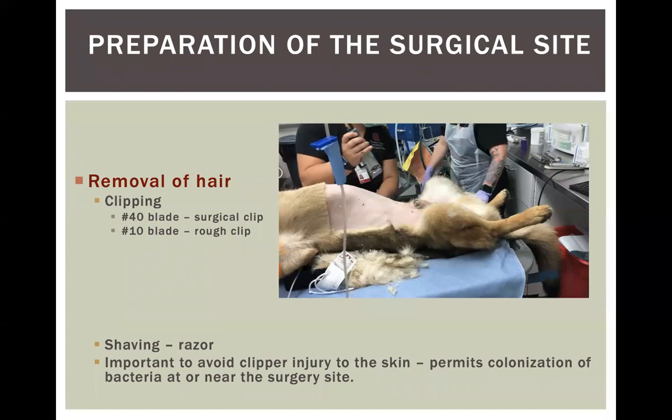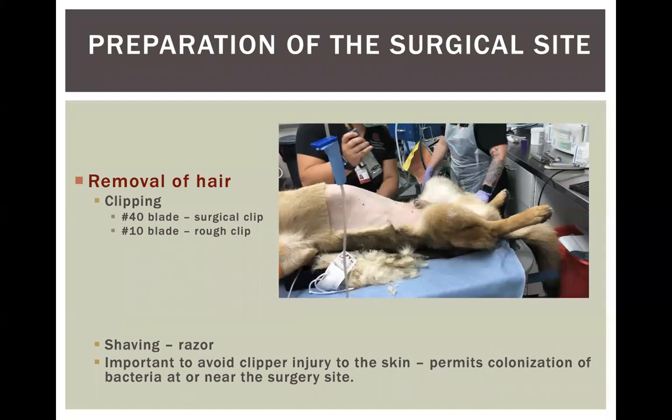Some people suggest that maybe if you have dogs with longer hair or a lot of mats, you could use that number 10 blade, which gives it a rough clip. It's not as close as a surgical blade. It may help in some situations if the patient's really matted, but most of our clipping is done with a 40 blade.